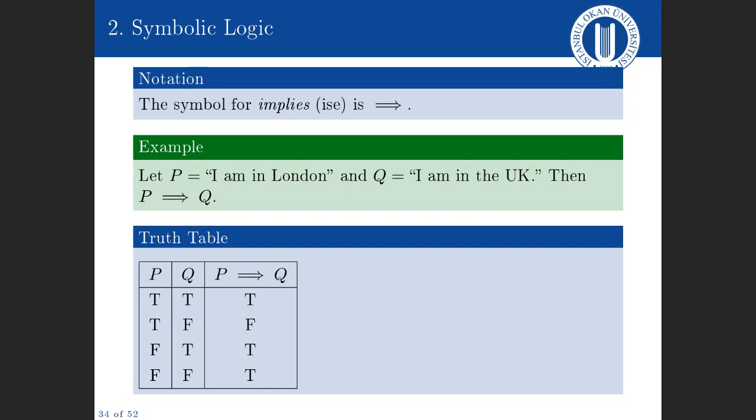Line 2. Is it possible that I'm in London, I am not in the UK? No, so that's false. Line 3. Is it possible that I am not in London, but I am in the UK? Yes, there's lots of places in the UK which are not London. So that's okay. And line 4, I am not in London and I'm not in the UK. Yeah, that could be true. That's possible, so that's true.